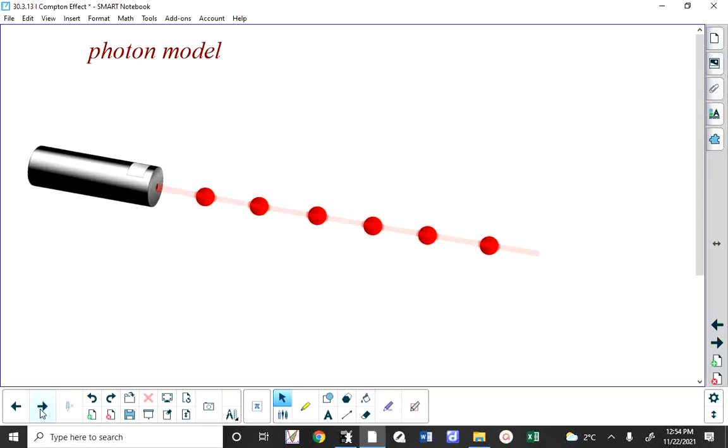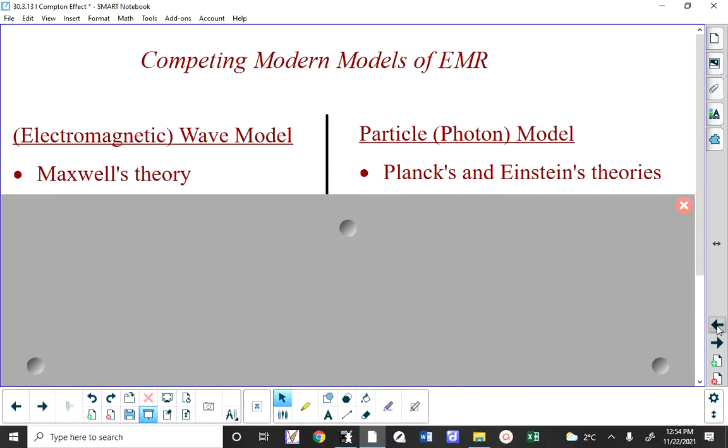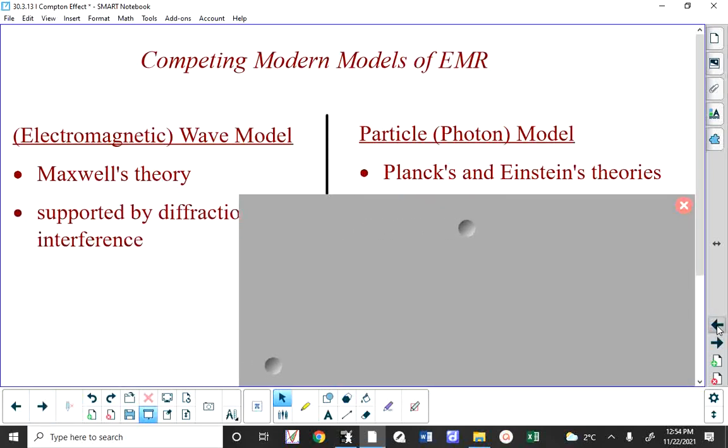And again, there's a lot of evidence for both of these. In terms of the wave model, it is an undeniable fact that EMR, not just light, will diffract and interfere. So it's an undeniable fact that light behaves like a wave.